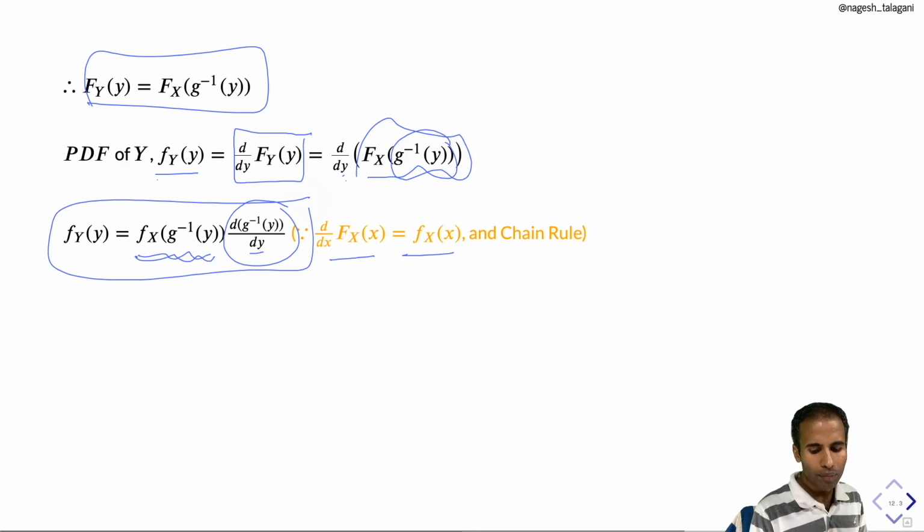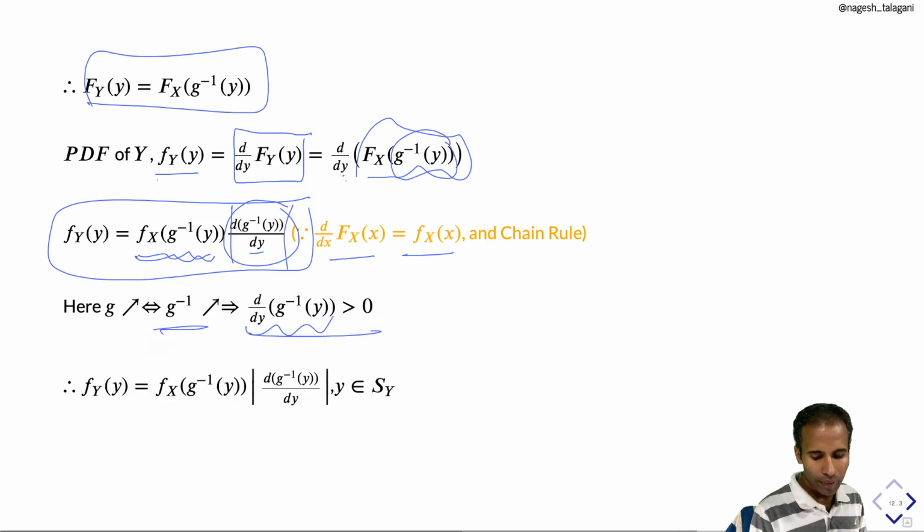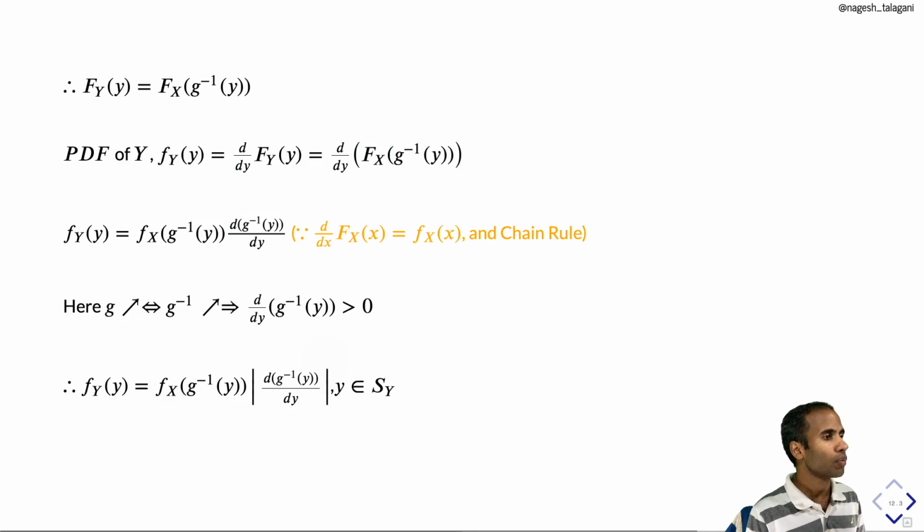Now we should know one thing. When g inverse is strictly increasing, the derivative of g inverse is going to be strictly positive, so it's okay to put a modulus here. That's why in the next step we can write f_Y of y equal to f_X of g inverse y times the modulus of the derivative of g inverse y by dy. Because it is positive anyway, it's okay to put the modulus, no problem.